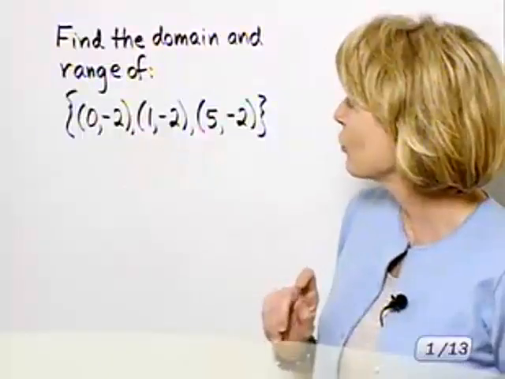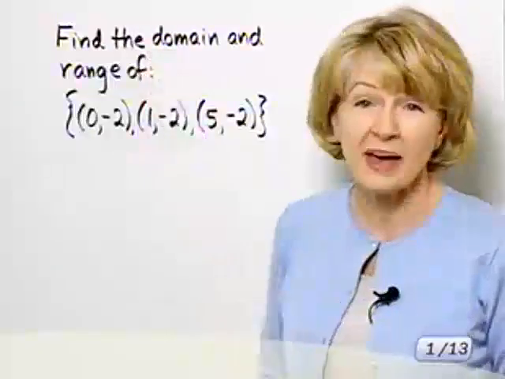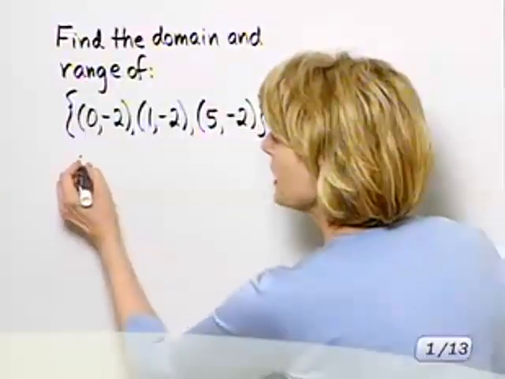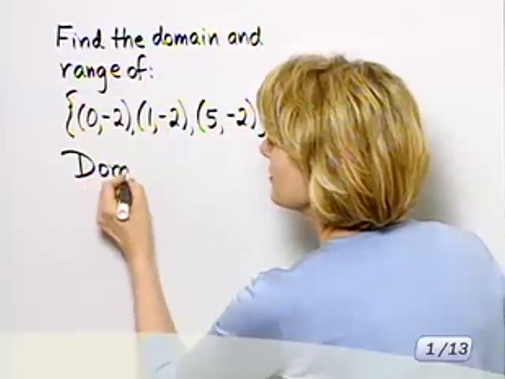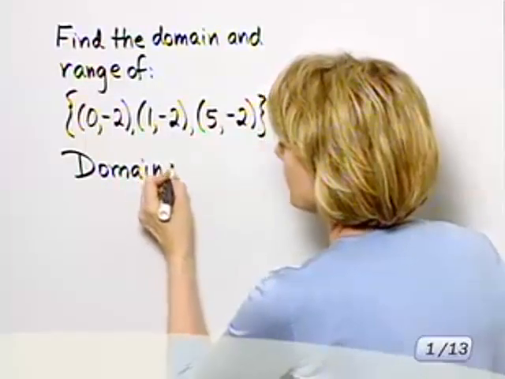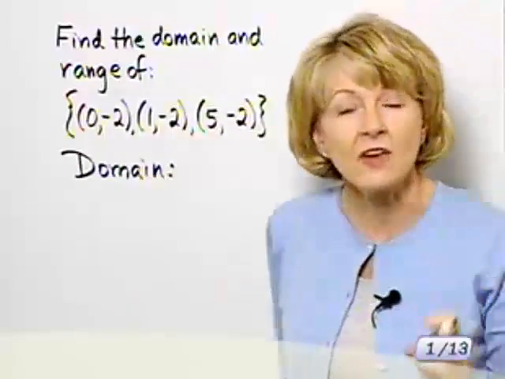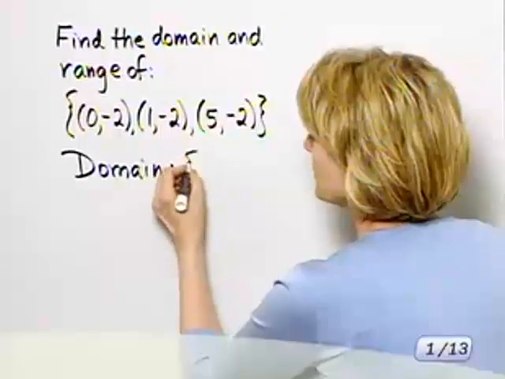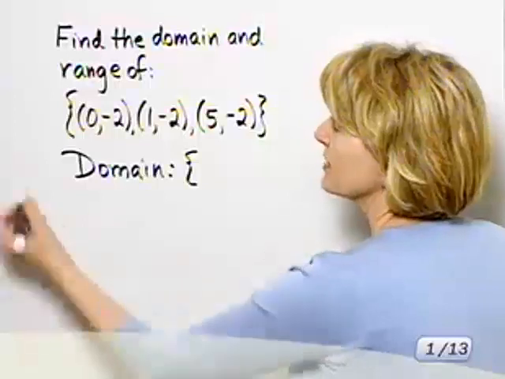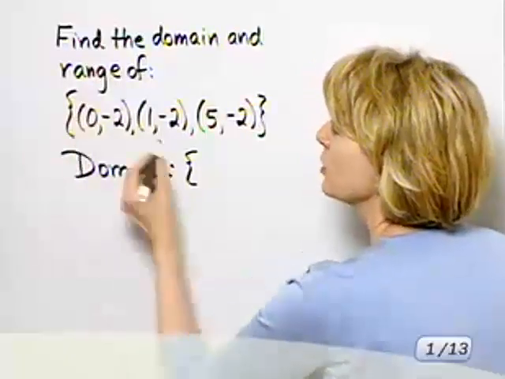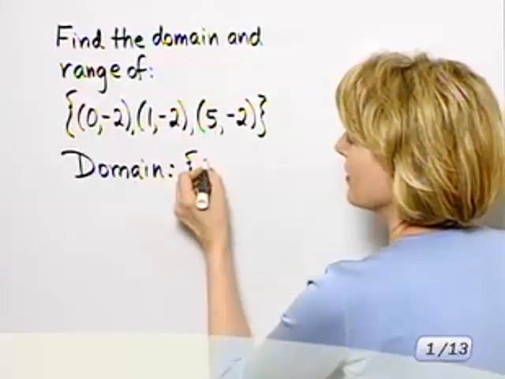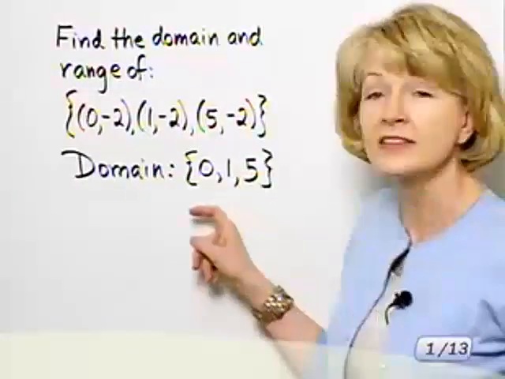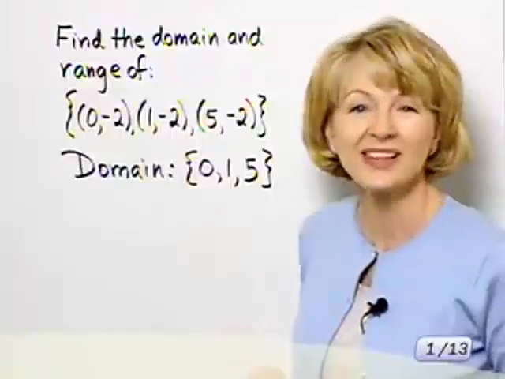Let's take this set of ordered pairs and find the domain and range of this relation. So what is the domain of this relation? It is the set of all x-coordinates in the ordered pairs. So what is the set of all x-coordinates? It's the set containing 0, 1, and 5. There is the domain of this relation.